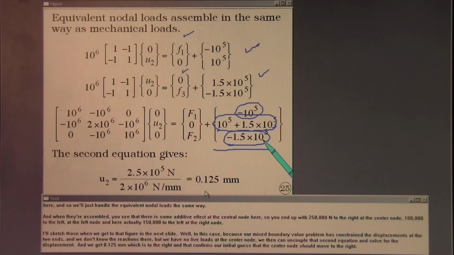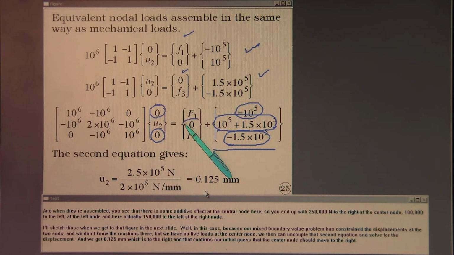In this case, because our mixed boundary value problem has constrained the displacements at the two ends, and we don't know the reactions there, but we have no live loads at the center node, we can uncouple that second equation and solve for the displacement, and we get 0.125 millimeters, which is to the right, and that confirms our initial guess that the center node should move to the right.